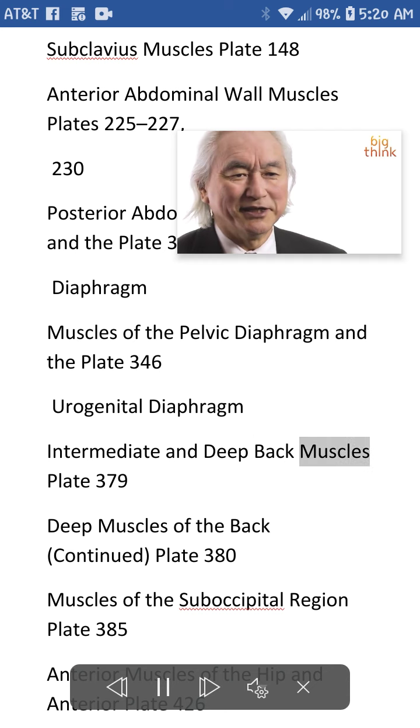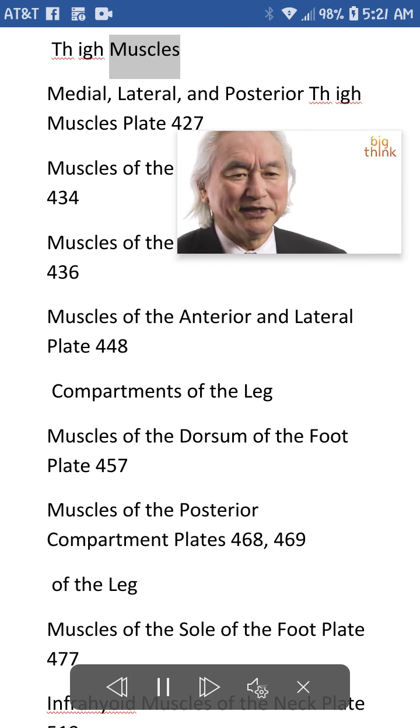Intermediate and deep back muscles, plate 379. Deep muscles of the back, continued, plate 380. Muscles of the suboccipital region, plate 385. Anterior muscles of the hip and anterior thigh, plate 426. Medial, lateral, and posterior thigh muscles, plate 427.